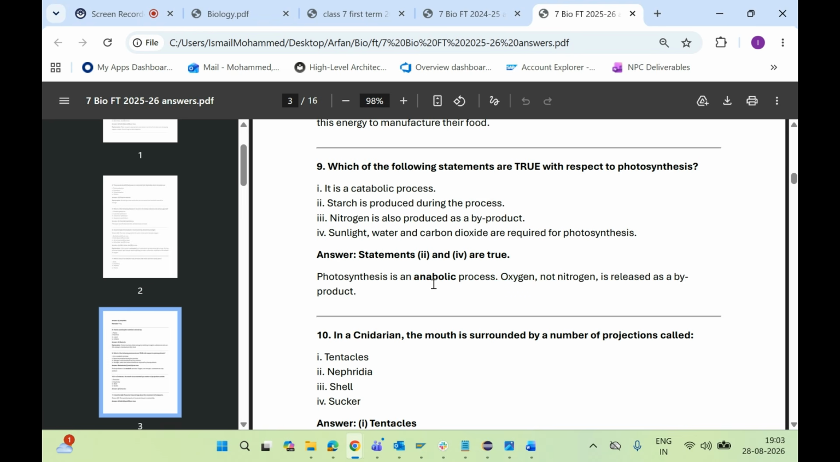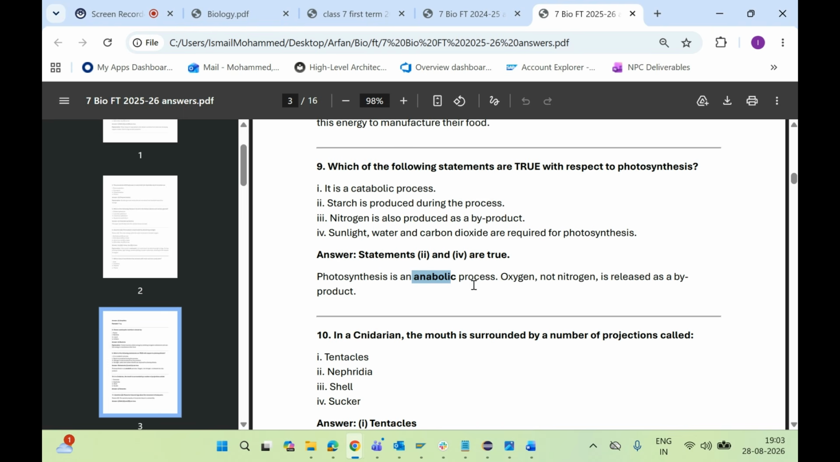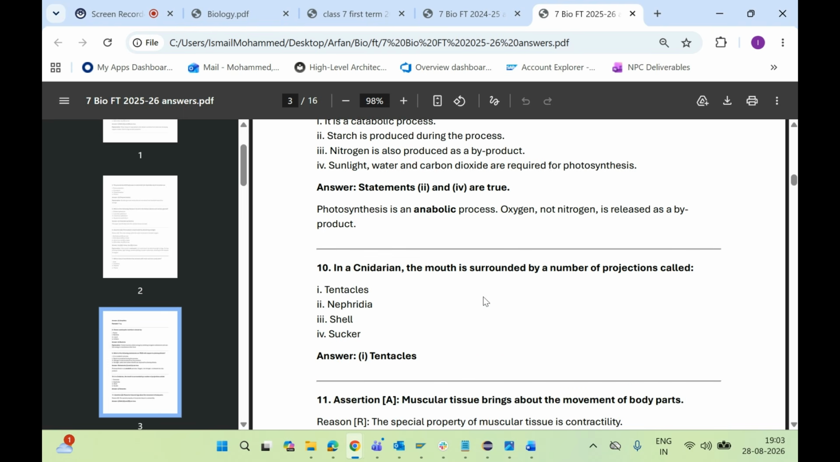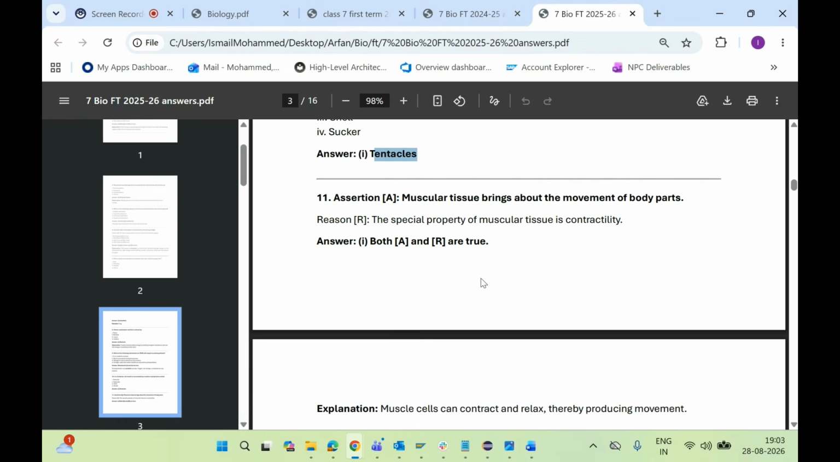What is the meaning of anabolic? As I told earlier, small molecules are converted into bigger molecules, like CO2 and water converted into the bigger molecule glucose, C6H12O6. That is the meaning of anabolic. It's a build-up process, meaning from small things you are building one big thing. Okay. Next one, in Cnidaria or Coelenterata, the mouth is surrounded by a number of projections called tentacles. Okay, Coelenterata have tentacles.